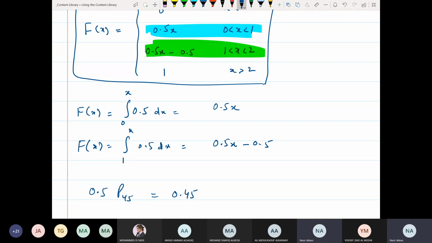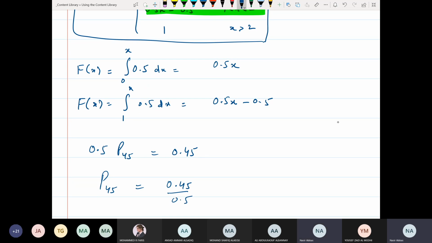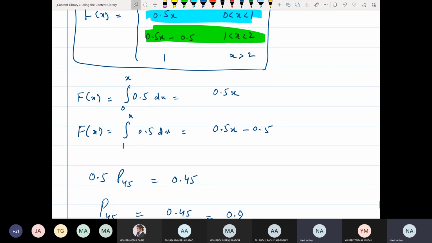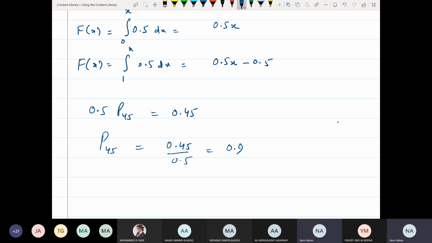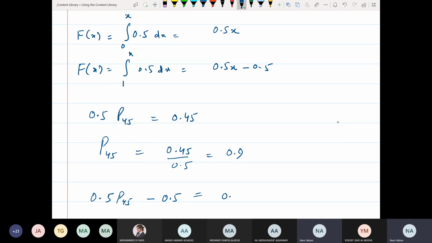Solving that equation for the percentile, P45 should be what? P45 should be 0.45 times, no, not times, divided by half. And this is 0.9. And if I assume that my percentile is in the second green domain between 1 and 2, in that case, the 45th percentile will be 0.5 times P45 minus 0.5. This is equal to 0.45.